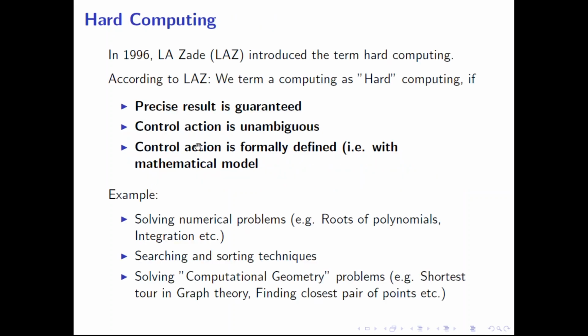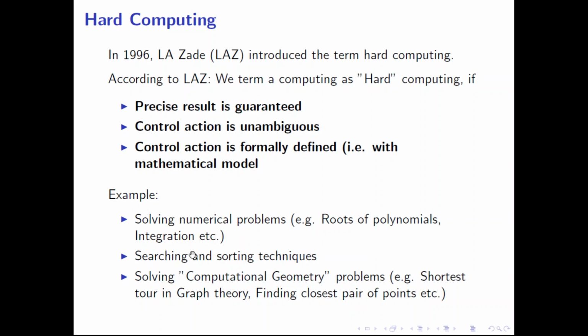Okay. So hard computing means such computation should produce precise and guaranteed results, and their control action should be unambiguous. Also, the problems on which you are going to apply hard computing should be formally defined. That is, you should be able to provide a mathematical model for those problems. Such computations are called hard computing.